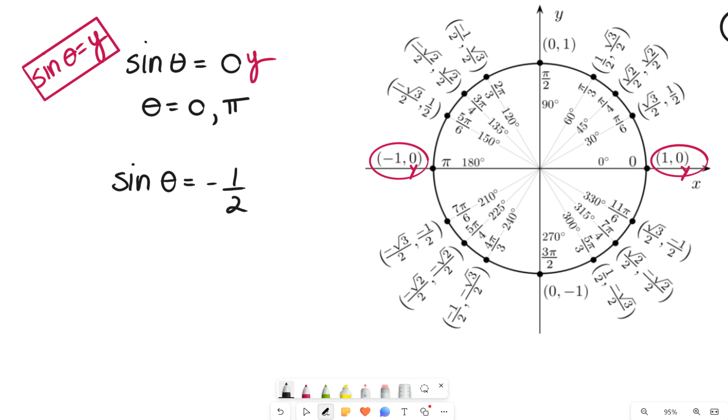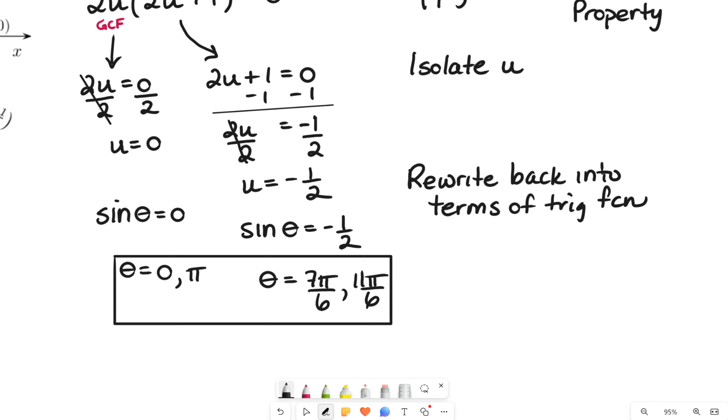Let's do it again. Where are the y values going to be negative 1/2? Well, if I look for negative 1/2, y is negative down here. So there's an option. And here's the other one. Okay. My y is negative 1/2 and negative 1/2. So the angles I'm going to choose are 7 pi over 6 and 11 pi over 6. And you're done. That's the answer to number 3, those 4 solutions.